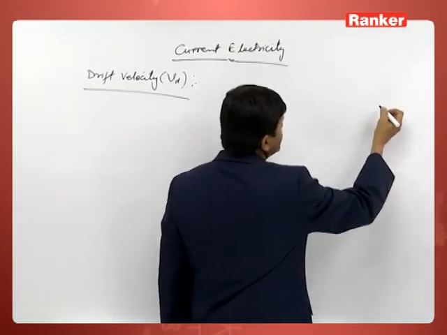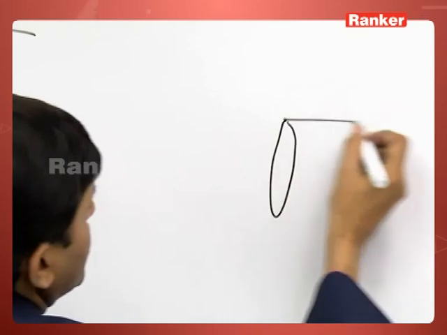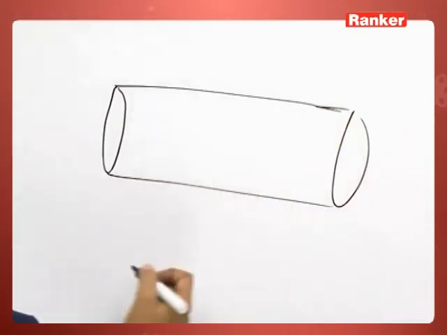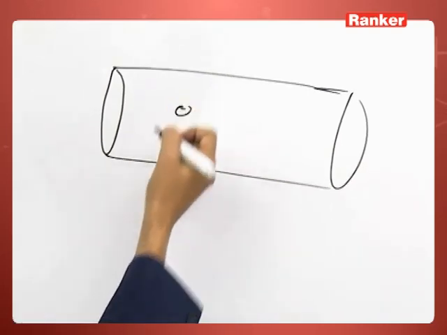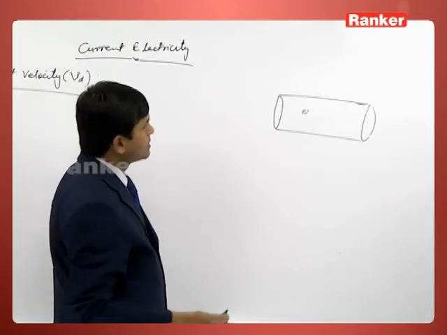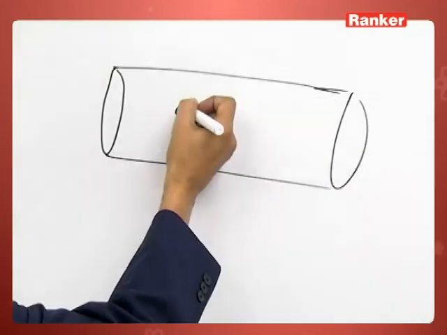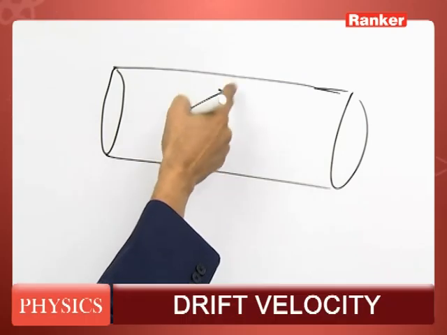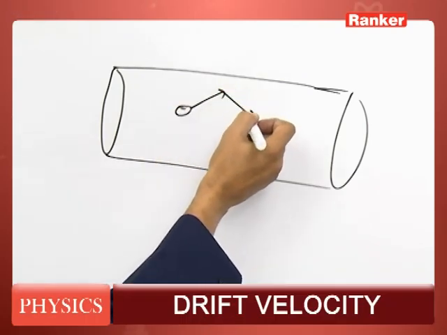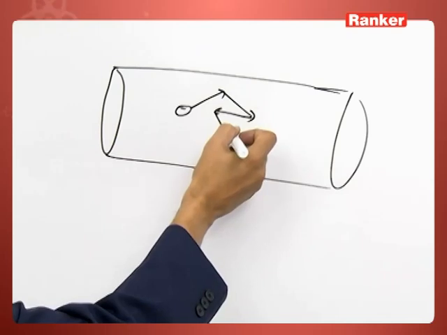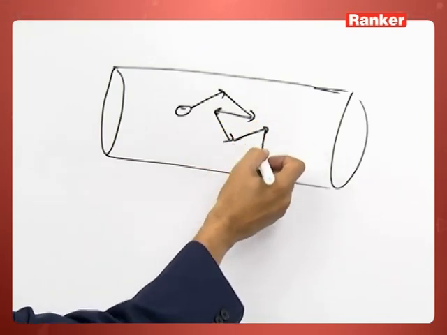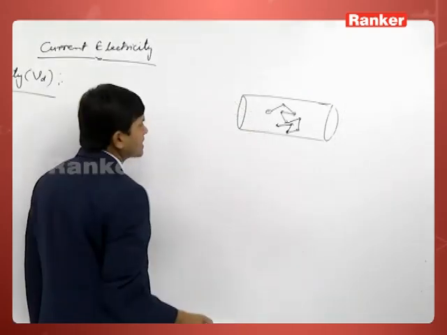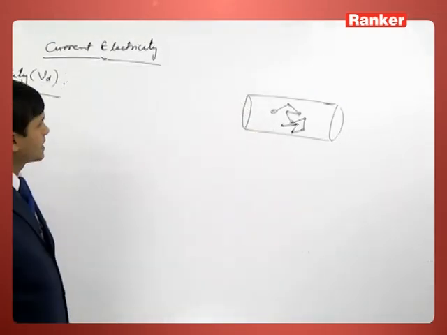So let this be your conductor, and in this conductor there are a number of free electrons. If I draw one of the electrons and its motion, it goes from one point to another, then it collides with another electron, it can go like this, then it can go like this. This type of collision occurs continuously, from left to right, right to left. So this motion of the conductor electrons is random.